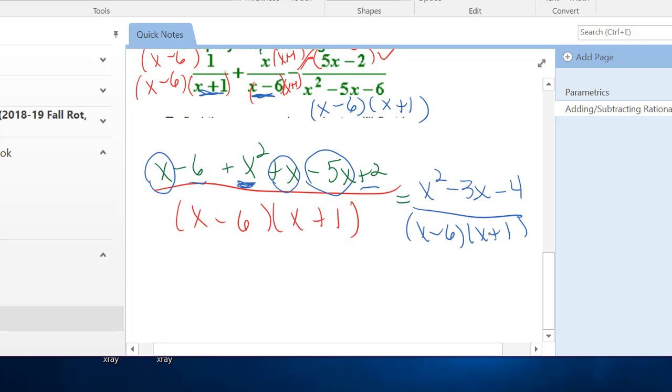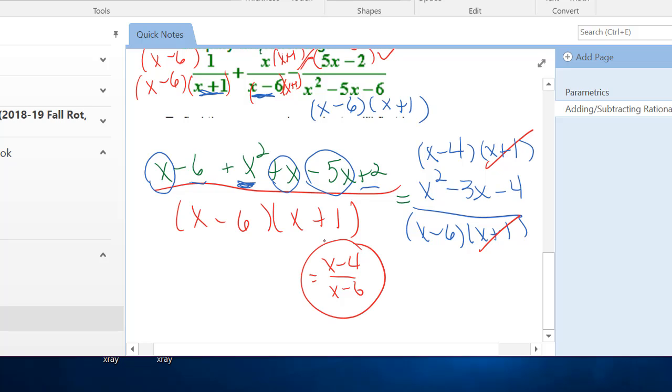Now, instead of FOILing down here, what I want to do up here is see if I can unfoil. Let's see if this factors. Oh, look at that. If it factors, sometimes stuff cancels. So I hope my final answer is x minus 4 over x minus 6. What do you think? Try some on your own.